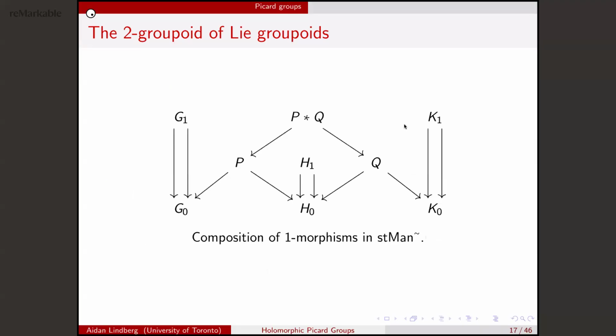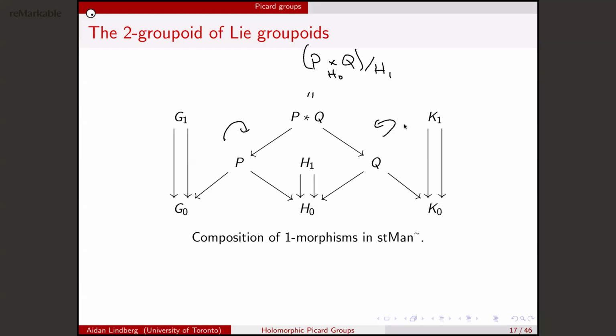is this diagram. I'm going to take the fiber product of P with Q over top of H naught. So taking pairs of elements P and Q, which map to the same thing in H naught. And then both of these spaces have an H1 action. So I'm going to quotient by this diagonal H1 action. Okay. And this resulting space has a residual left G action, and a right K action, both of which are principal. So this is now a Morita equivalence from G to K. Okay, so this is my composition in this category. This is the composition of one morphisms. Questions about that?